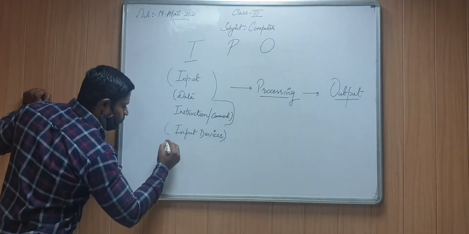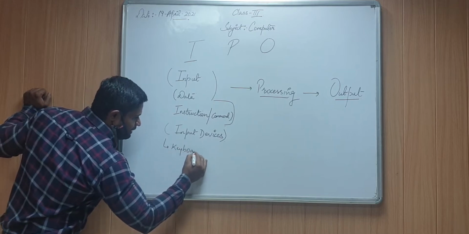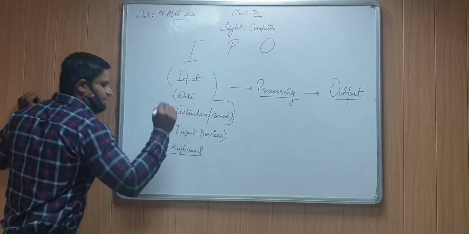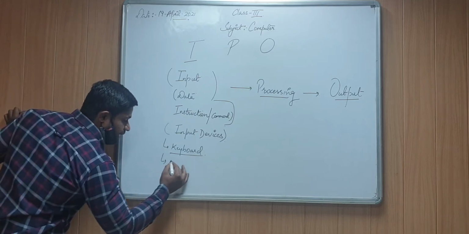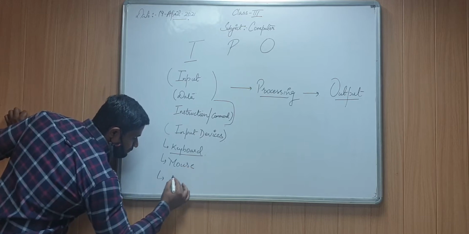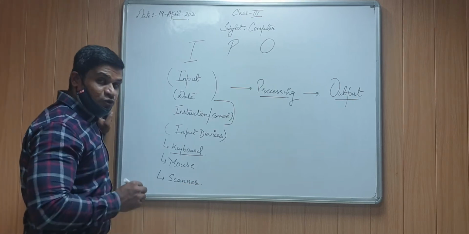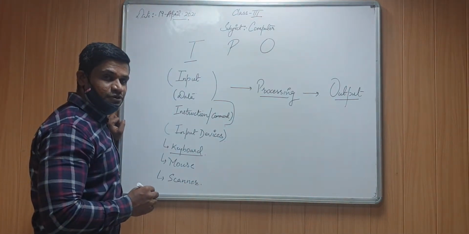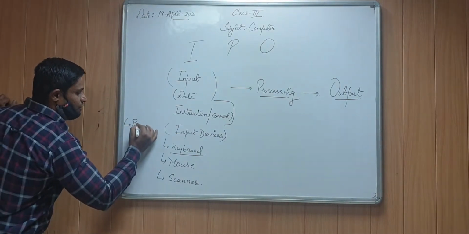Let's list them. One, the main device with which we type is the keyboard, through which we give input. Then we have the mouse. Then we have the scanner. Any more you can recall? Let's give it a try. I have a barcode reader.